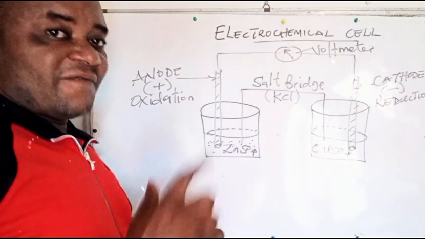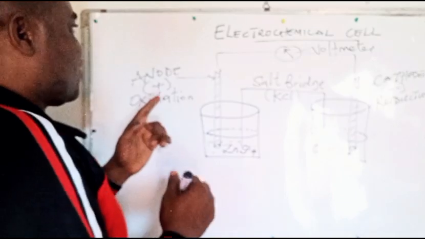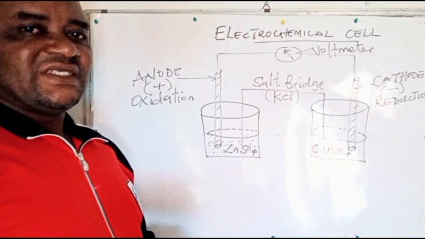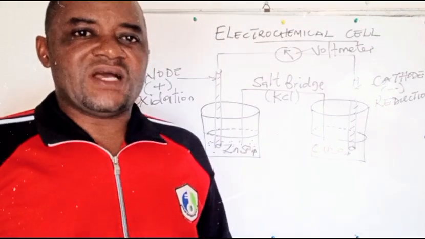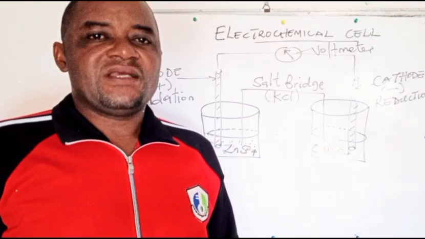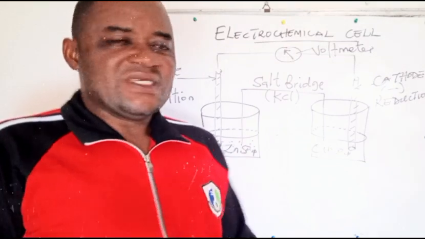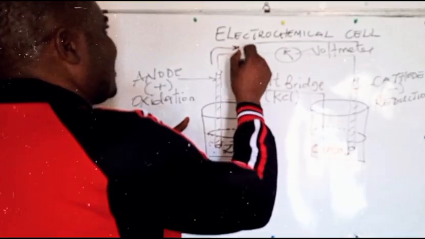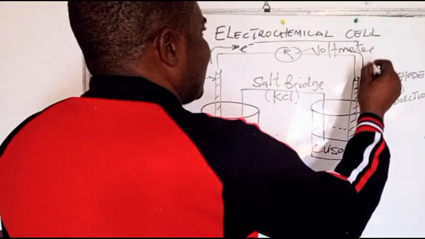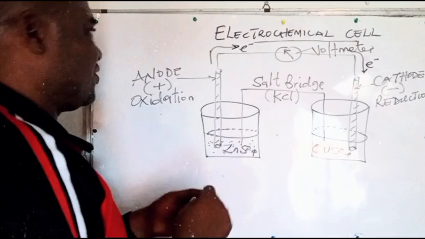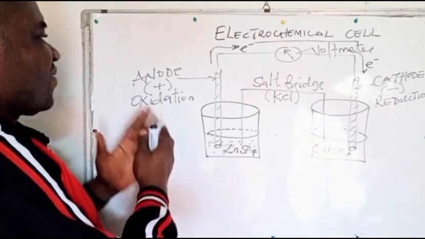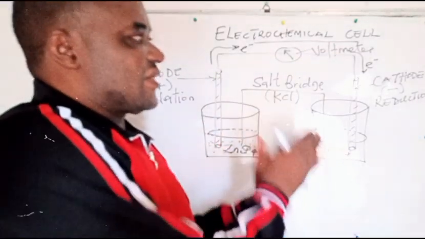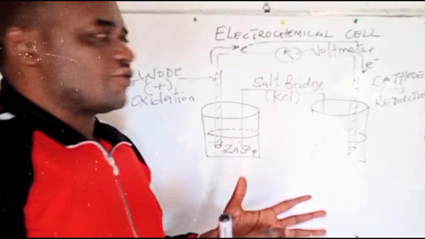Now, we need to know something very important here. Because the anode has to do with oxidation, it is always where you have electrons being expelled. So electrons will always leave here, and that is why you always have electrons leaving here and coming into the cathode. So electrons are always leaving from the oxidation end, which is the anode, to what? The cathode, which is the reduction end.